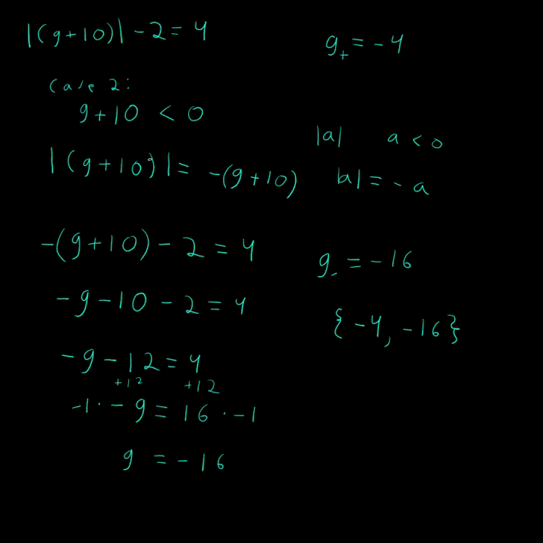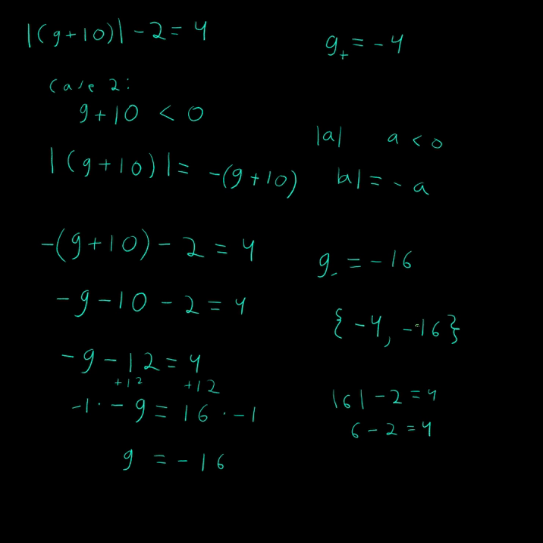So with that being said, let's check ourselves. If we plug in negative 4, let's see what we get. Well, negative 4 plus 10 is 6, so we have absolute value of 6 minus 2 equals 4. So that would be 6 minus 2 equals 4. Excellent. So this is good. This is a true statement. Our equation is good. Negative 4 works.